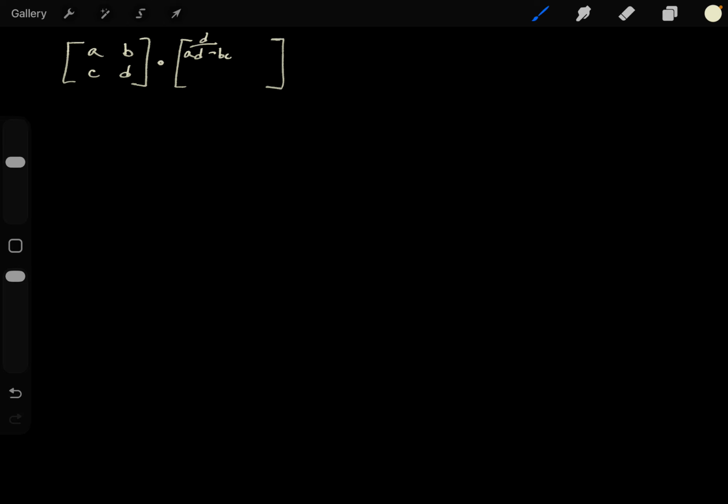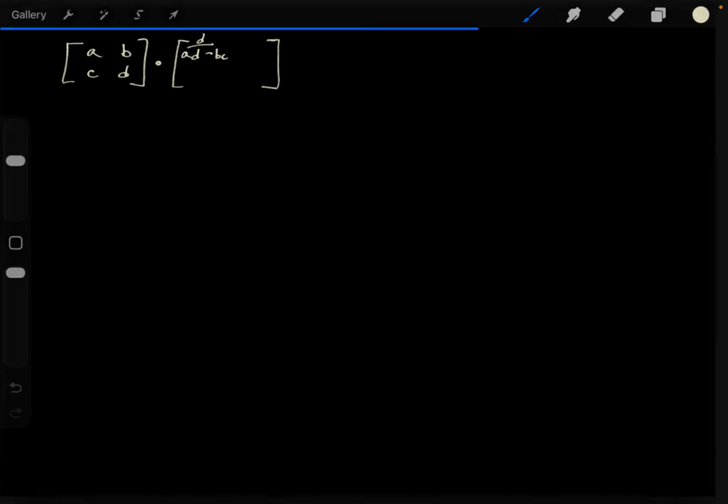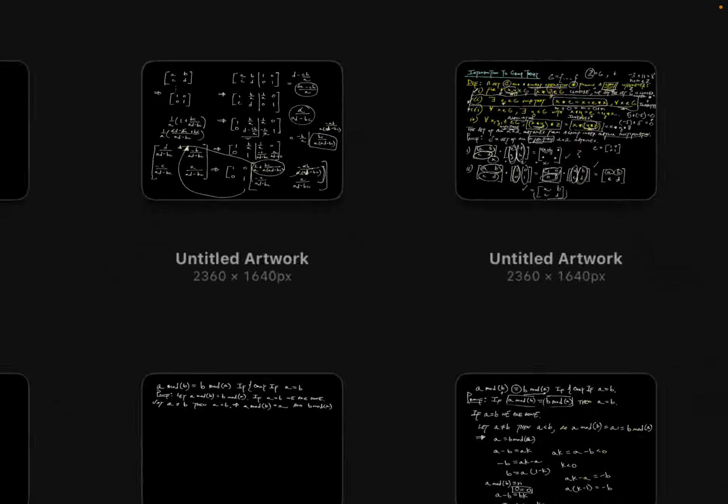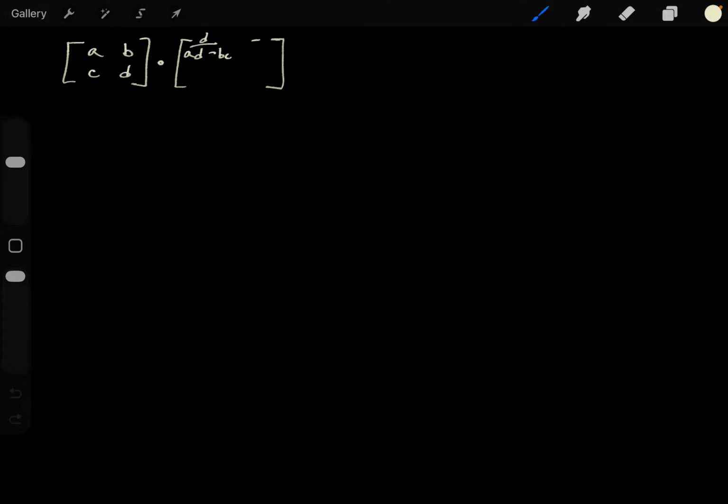Minus BC. And then what's the other coordinates? Let's see. So it's only negative B, negative CA. Negative B, negative CA. And again, everything is over AD minus BC, and that becomes key. AD minus BC over AD minus BC. Okay, and let's check. What I should get here is 1, 0, 0, 1, the identity. Because I want this to be the inverse of ABCD. So what do I get?